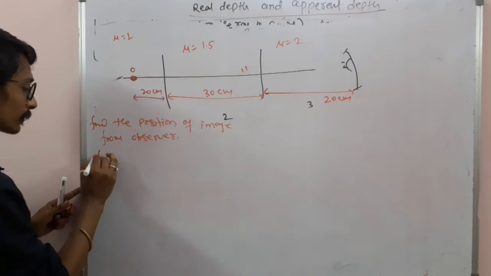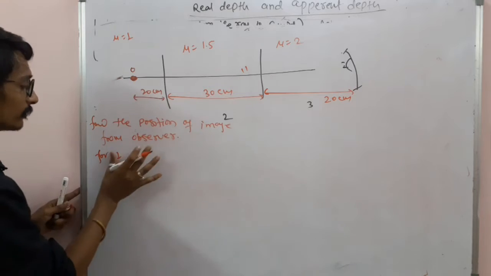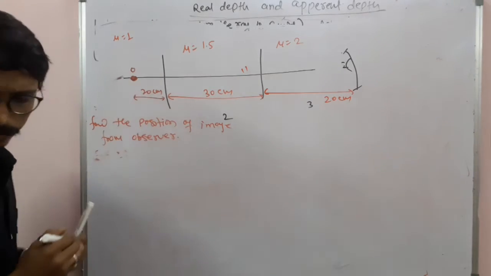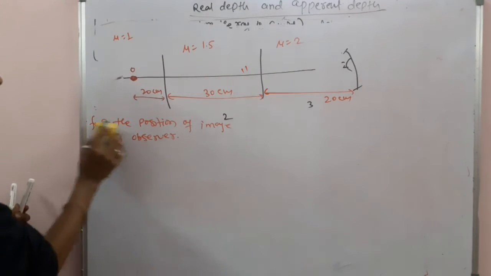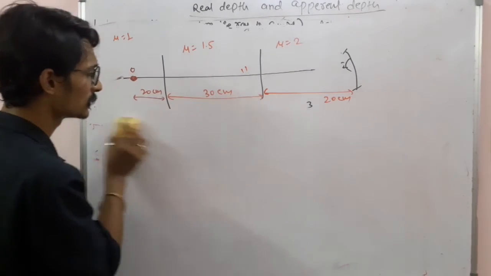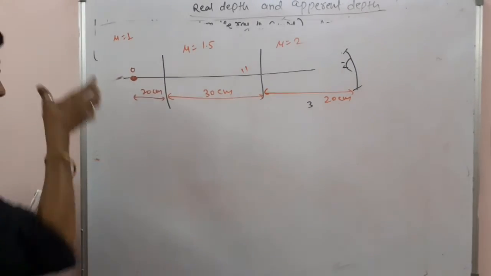So for the first one, from here, I am running this question. You have already understood the question now: find the position of the image. I will need some space here.